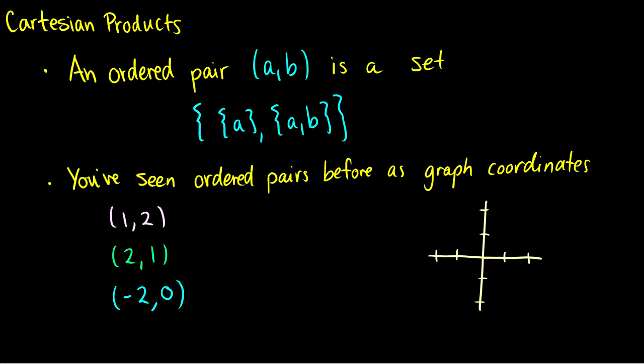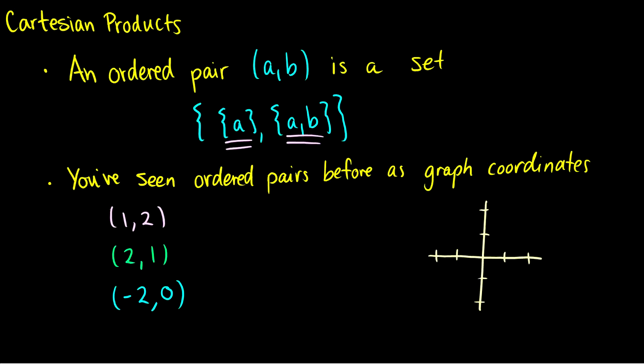Alright, in this video we're going to cover Cartesian products, and I'm going to give you a very formal definition for an ordered pair before we start. An ordered pair (a, b) is a set that contains the first element as a singleton, and then both elements as a set. Now, this is a definition you would use in later courses for proofs, but I don't want to focus on that right now. Instead, I want to focus on it as you've seen it before.